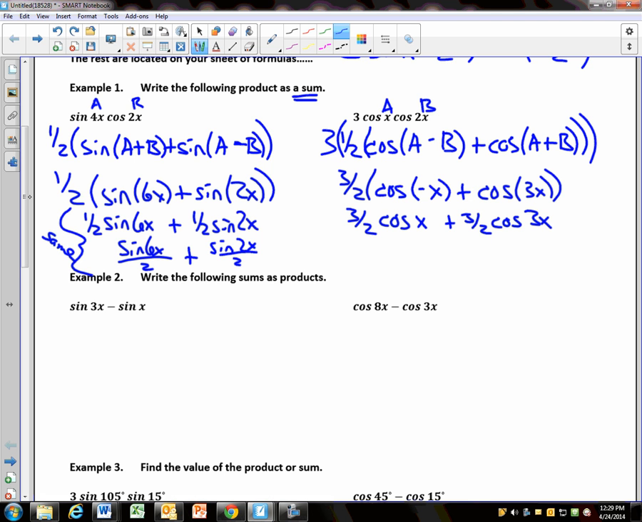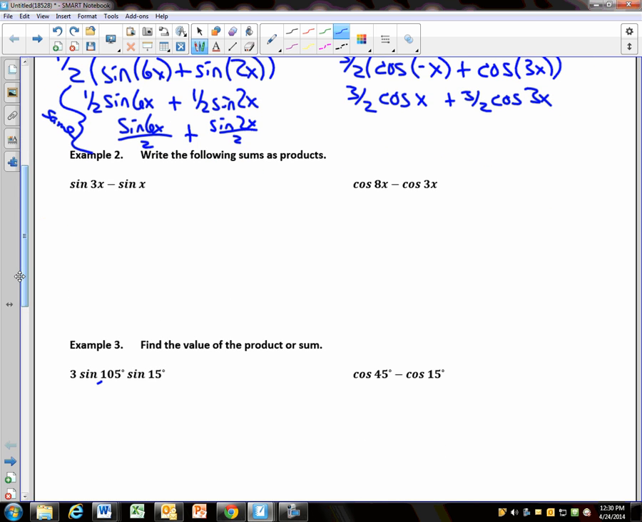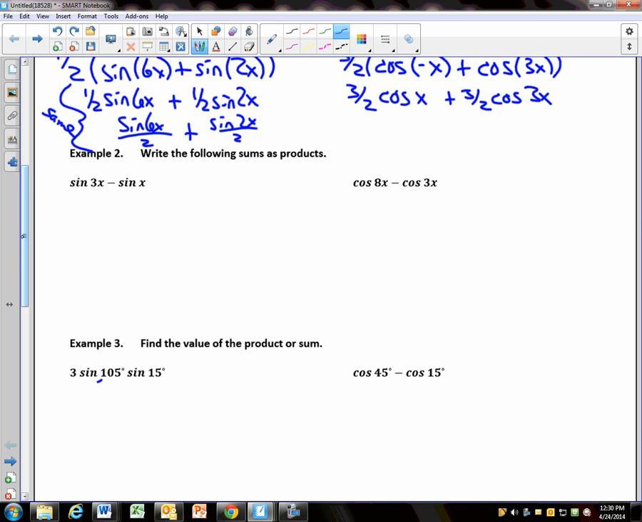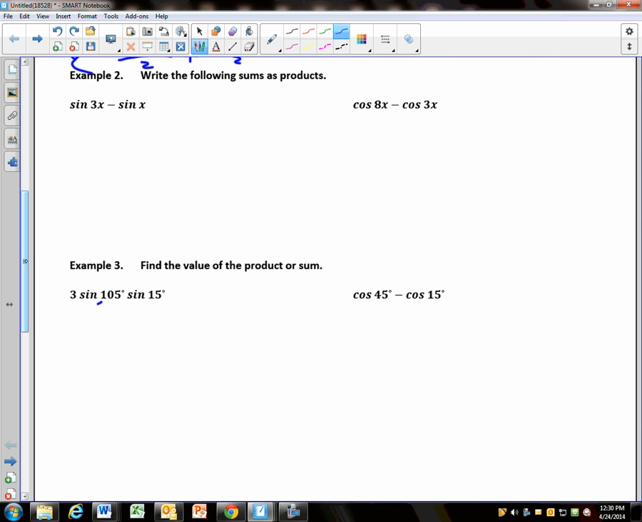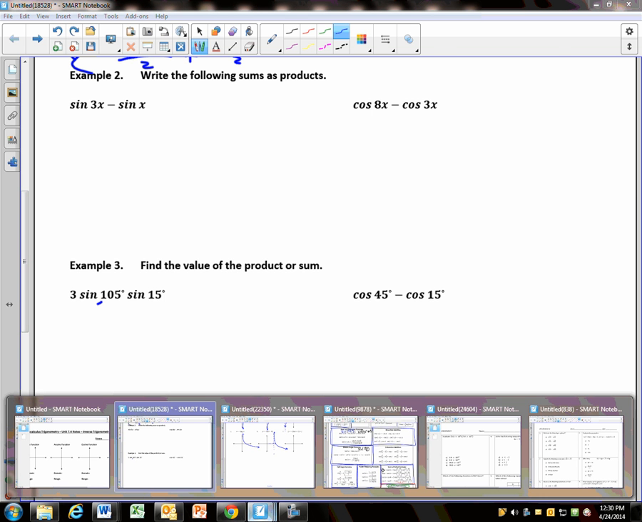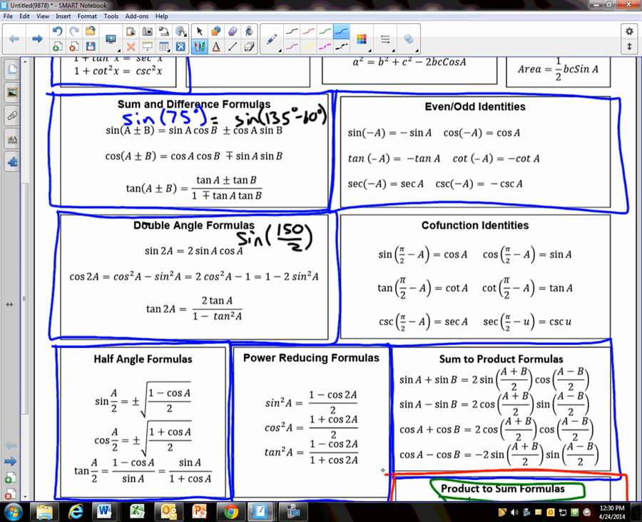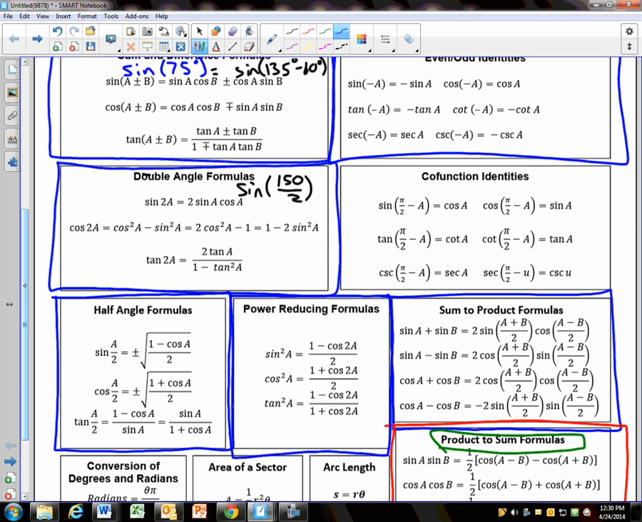Sum to product. You can see that these aren't written as sums, they're written as differences, but it's the same thing. Just subtraction with a negative, or addition with a negative. So I got sine of 3x minus sine of x. So I look on my sheet, I try to find exactly what I have. Which formula is it? It's my second one, right?